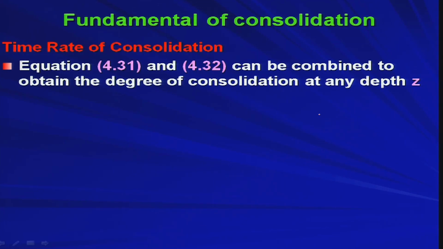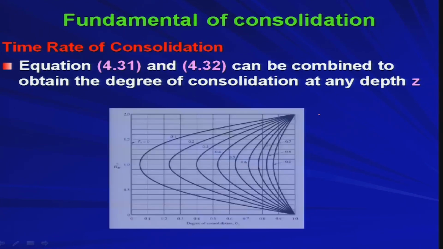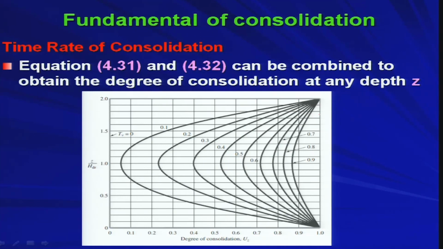So, that equation 4.31 and just now whatever we have seen, equation 4.32, can be combined to obtain the degree of consolidation at any depth z, am I right? Because equation 4.31 will give me the information about the excess pore water pressure at any point of time at any depth z, and equation 4.32 will give me the information about the degree of consolidation at any depth z at any point of time t. If you combine these two equations, you will get the information about the degree of consolidation at any depth z.